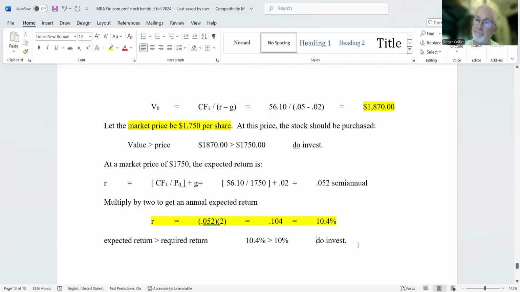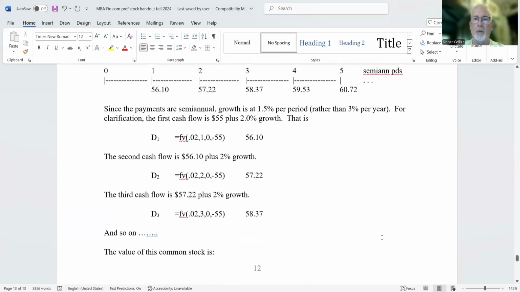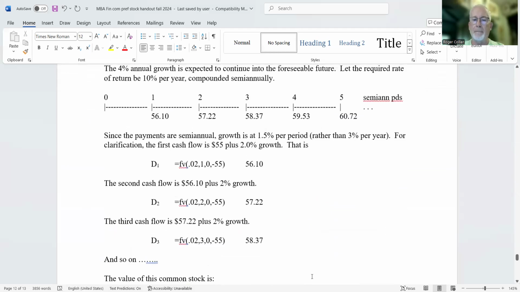Okay. All right. Not too difficult, I hope. With the constant perpetuity, that's really very straightforward. All right, you just take that constant dividend, divide it by the required return, and you've got the value. Right? To find the expected return, you just take that constant dividend and divide it by the price. You get the return. Remember to adjust that return to make it annual, but there it is.